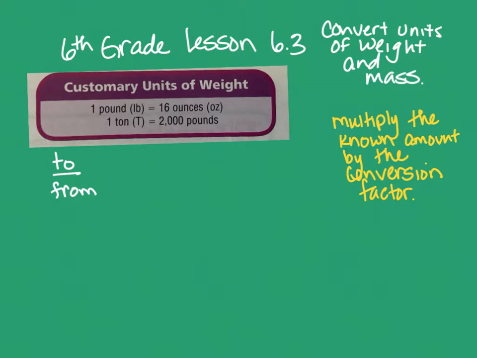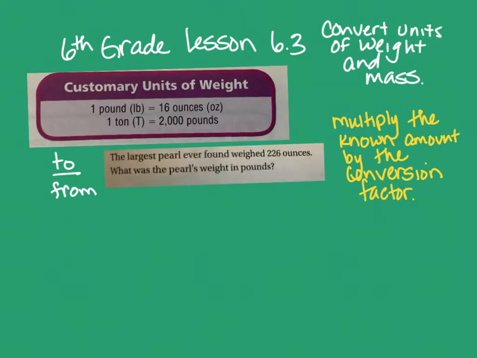So we have our conversion factors here that we can use: pounds, ounces, tons, and how they relate. Then we know by now we need to do the conversion factor in what I'm changing it to over what label I'm changing it from. And I just multiply the known amount by the conversion factor. So whatever amount I'm trying to convert, I multiply it by the conversion factor in to over from format. So let's have a look.